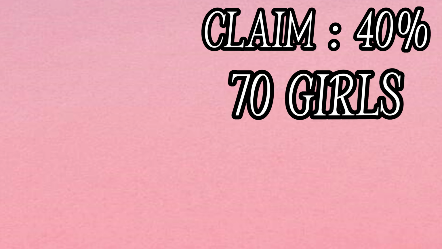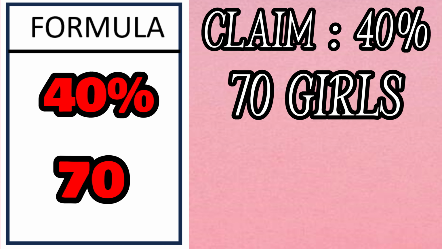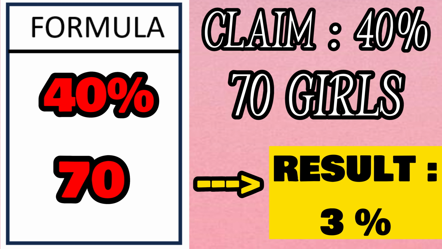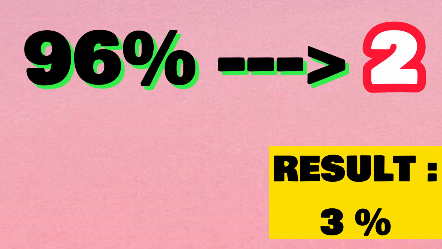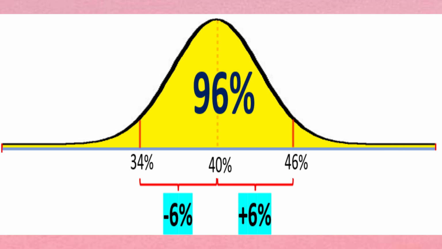Here, the boy's claim is 40%. And for example, we asked 70 girls. We write the numbers 40% and 70 in the formula and find the magical number. For example, it is 3%. And we want to make an interval with 96% confidence level. The z-table says that we should add and subtract 2 times the magical number. It's 6%. So, this is our interval. If we find a value outside of here, we reject the hypothesis. That's it. We understand hypothesis testing.